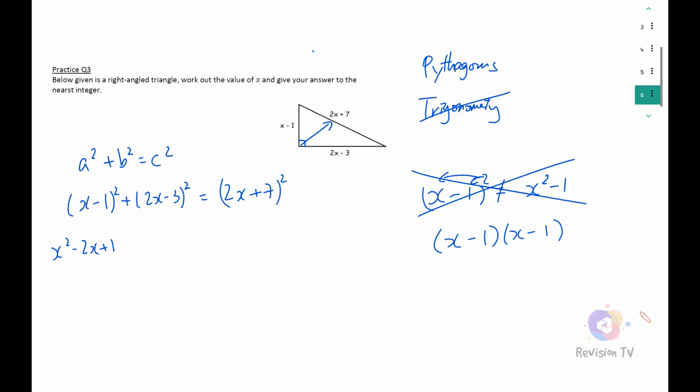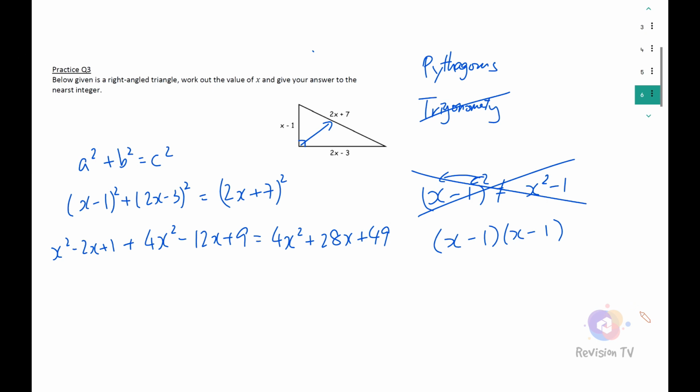If you have no clue how to do that, now I've given you the first clue. You might want to go and try to do the question. You can pause and finish it off. But hopefully you expand it correctly. So you get x squared minus 12x plus 9 equals 4x squared plus 28x plus 49.